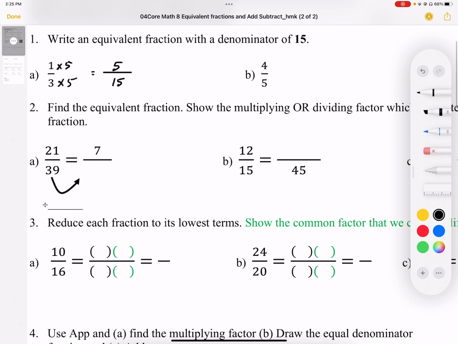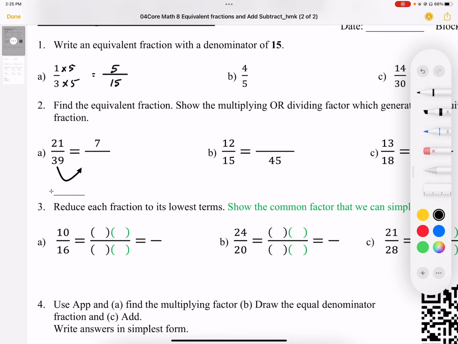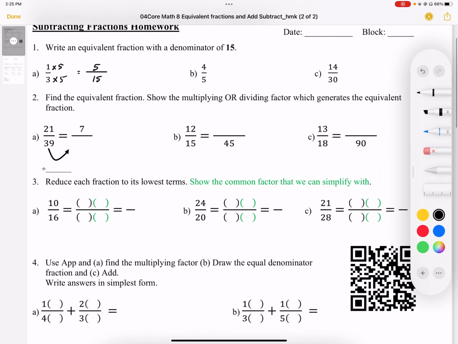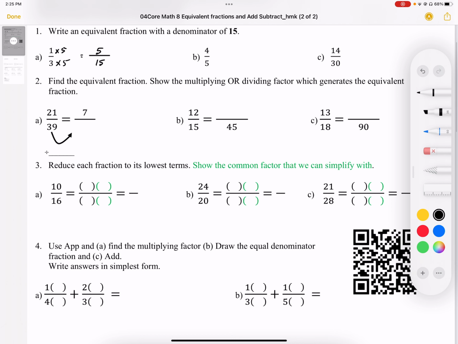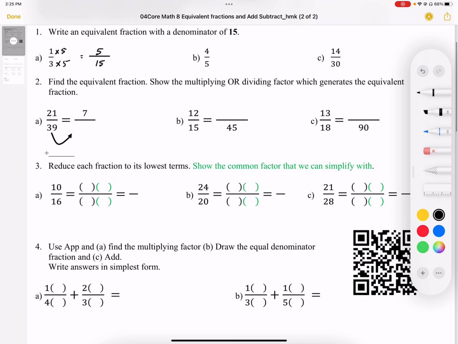Here, when we look at this fraction, we're reducing the fraction. Okay, the equivalent fraction here is we have 21 over 39. It needs to be 7 over something. Well, to go from 21 to 7, we're going to divide those two numbers and we're going to get 3. So we need to divide by 3 going this way. So we have a divisor of 3.